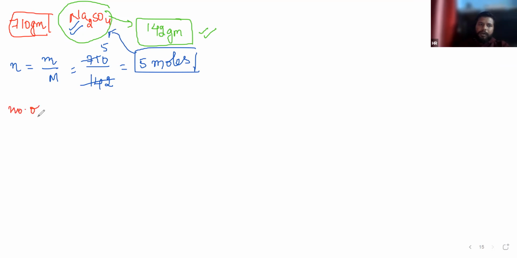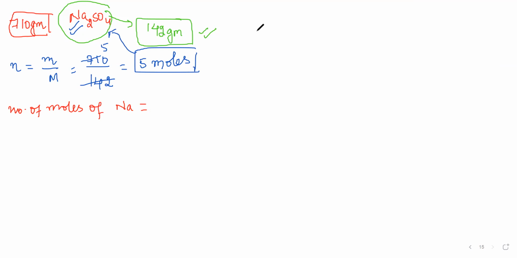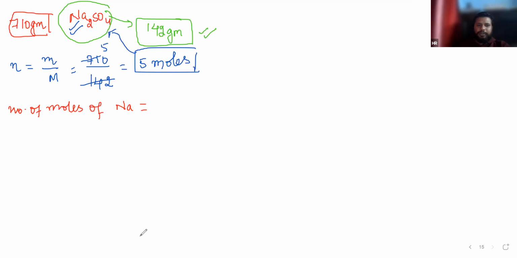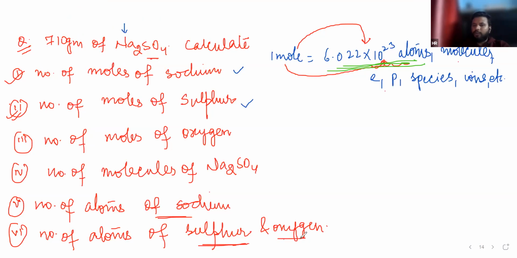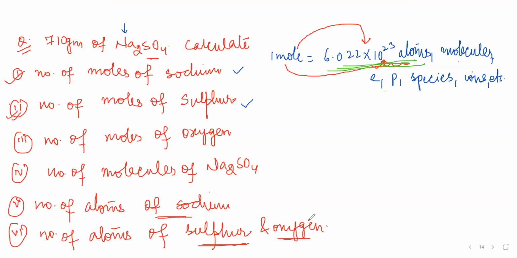Now the number of moles of sodium. How many sodium atoms are present in Na2SO4? 2 sodium. So 2 into 5, 10 moles, sir. Oh, sir, a big calculation mistake I did. Sir, can you show the last one again, sir? Sixth question. The sixth question is the number of atoms of sulfur as well as oxygen. You have to calculate. Okay.